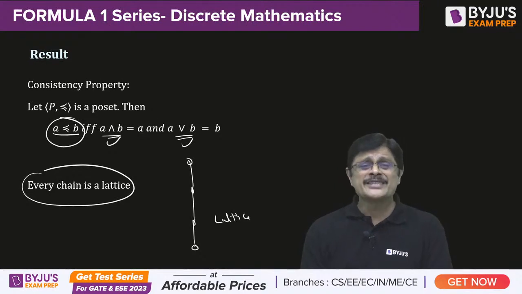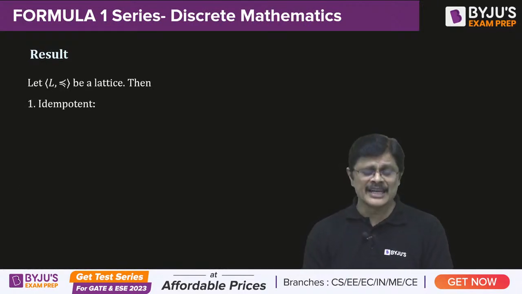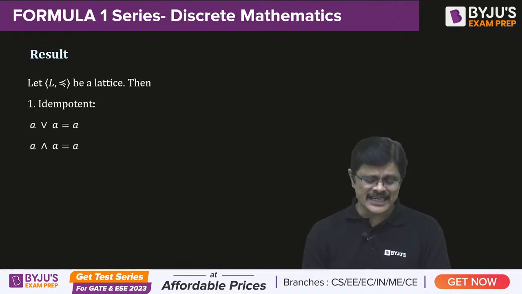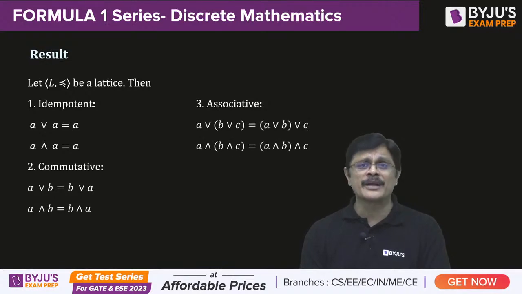Now, once you know it is a lattice, 100% guaranteed are the four properties. In a lattice, the idempotent property is satisfied. In a lattice, the commutative property is satisfied. In a lattice, the associative property is satisfied.